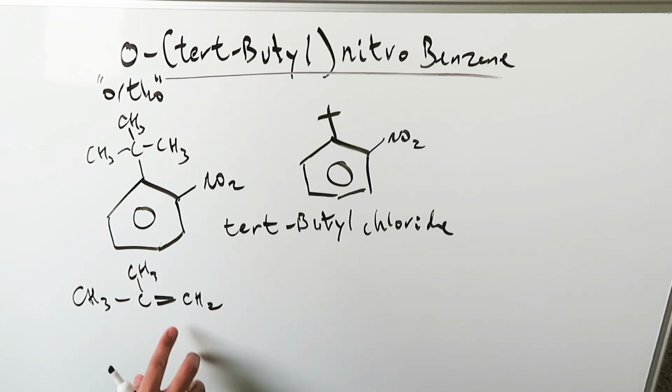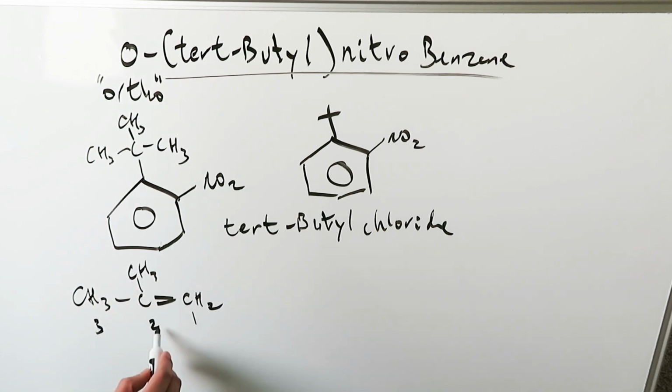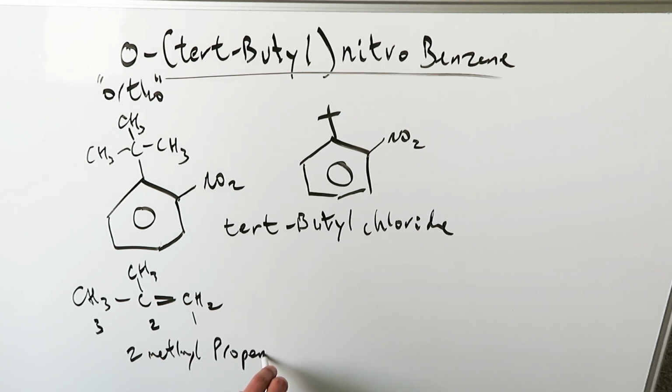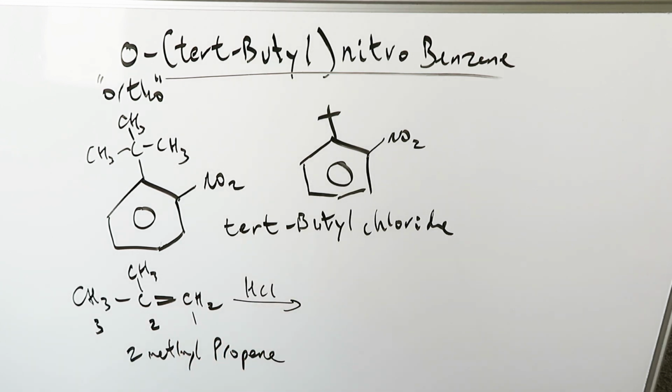What compound is this? I have 2-methyl propene. Here's 1, here's 2, here's 3. On carbon number 2, I have a methyl group, so it's 2-methyl propene. You don't need to say 2-methyl 1-propene. You don't have to put a 1 because it's understood the numbering for your alkene should be such that the carbon double bond must have the lowest number, so 2-methyl propene. If you were to react this with hydrochloric acid, HCl, you can generate tertiary butyl chloride.